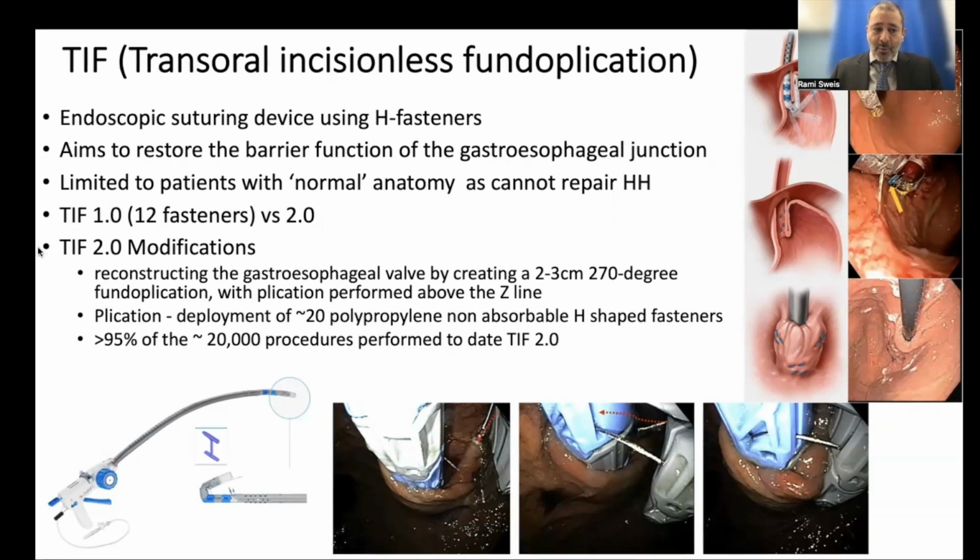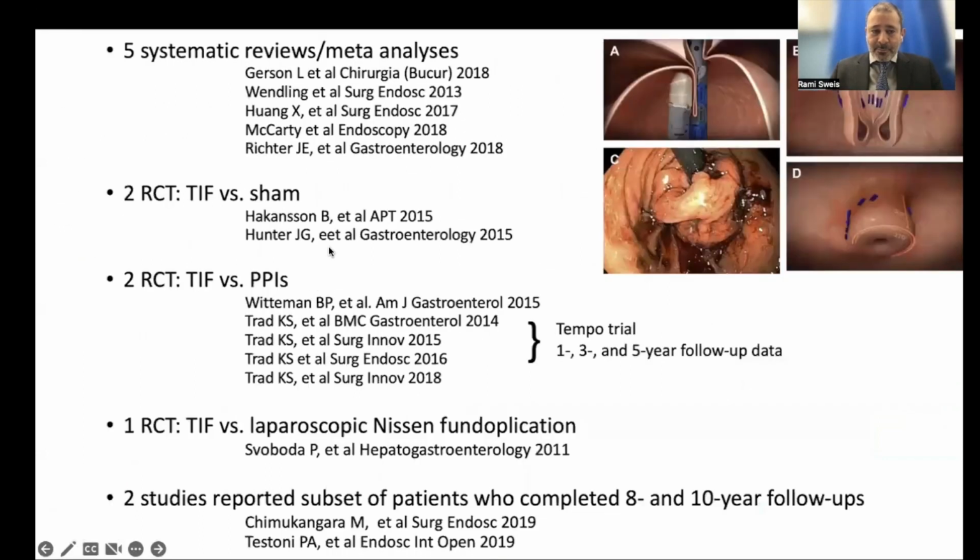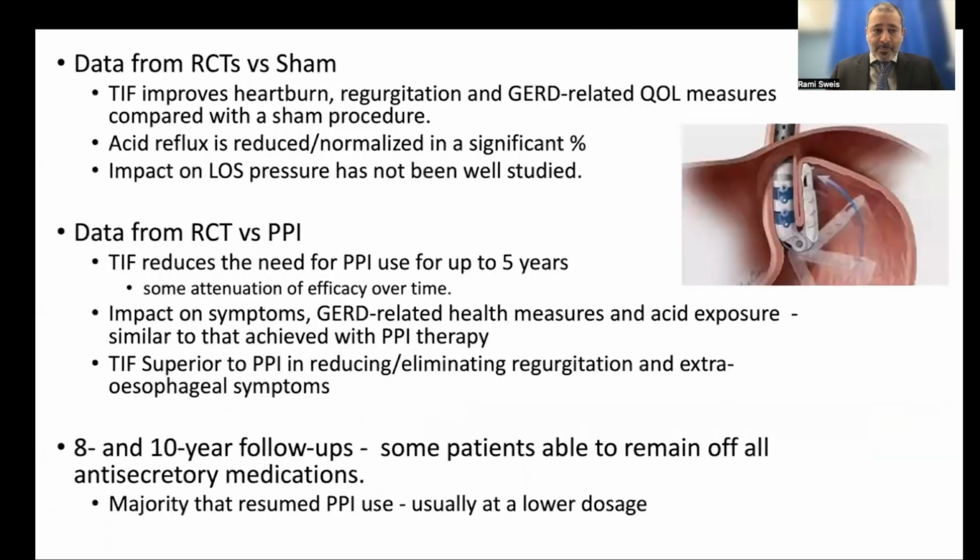So this is a more advanced technique, and we need to be careful with the results because many of them include results from the TIF1, which are less efficacious. There have been lots of studies looking at this: 5 systematic reviews and meta-analyses, randomized controlled trials looking at TIF versus sham versus PPIs versus laparoscopic fundoplication, and there have been long-term follow-ups of up to 10 years.